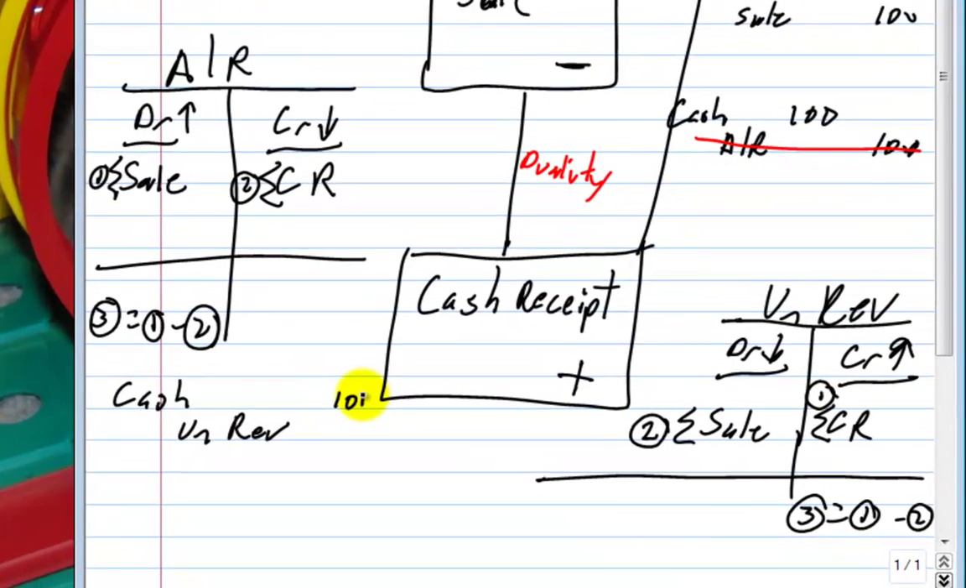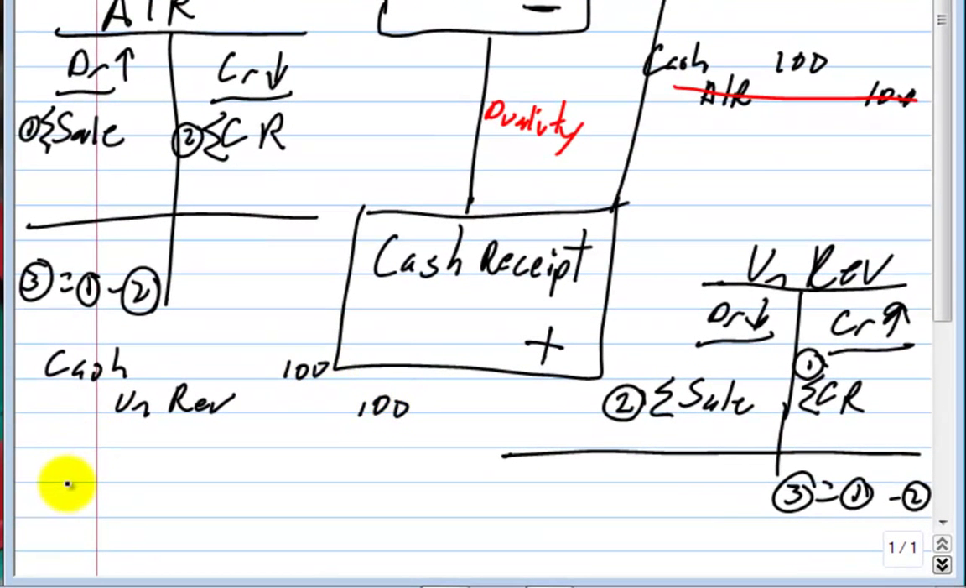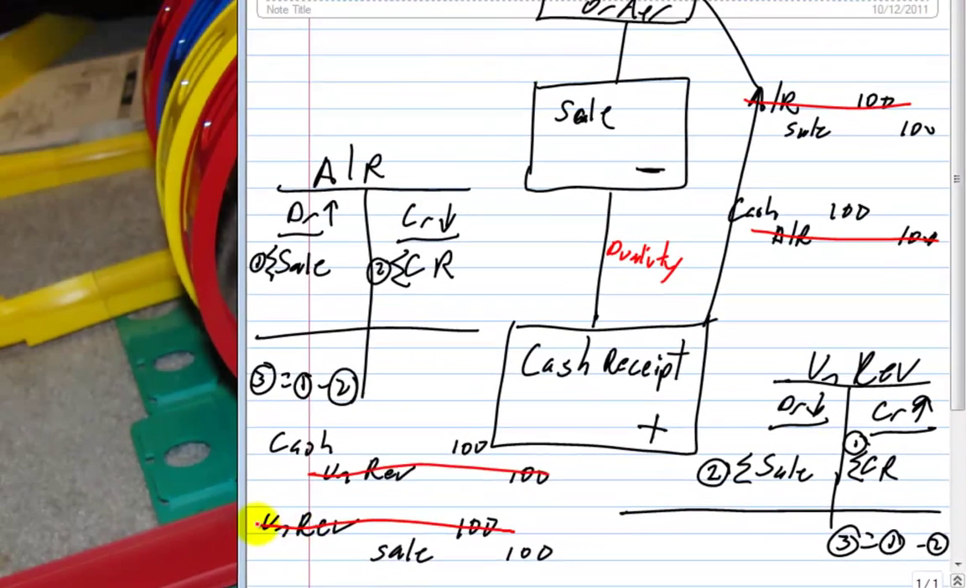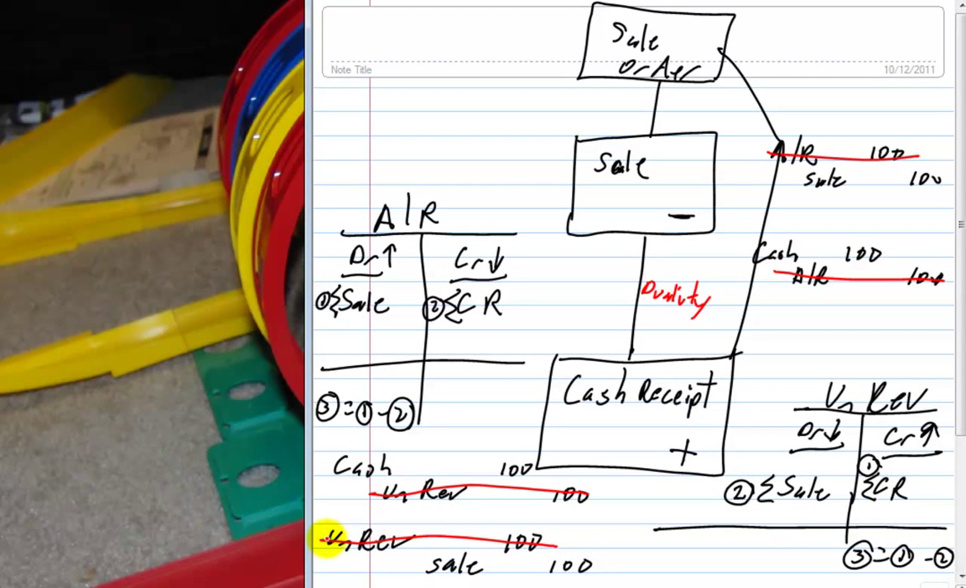So cash goes up 100, unearned revenue goes up 100. Then when I earn the money, then my sale goes up. Oops, that's supposed to be credit. Then my sale goes up by 100, and my unearned revenue decreases by 100. And again, notice that unearned revenue is simply a placeholder that says I have received cash that I have not yet earned. And that's all that's to it.